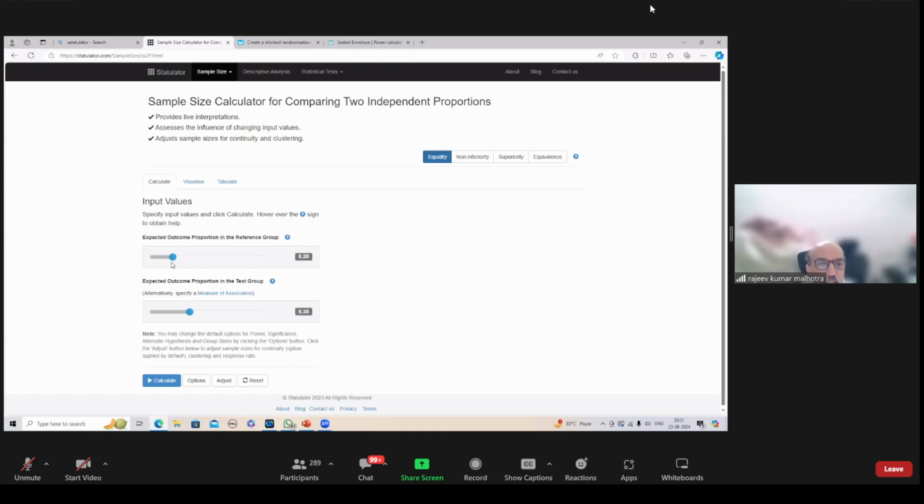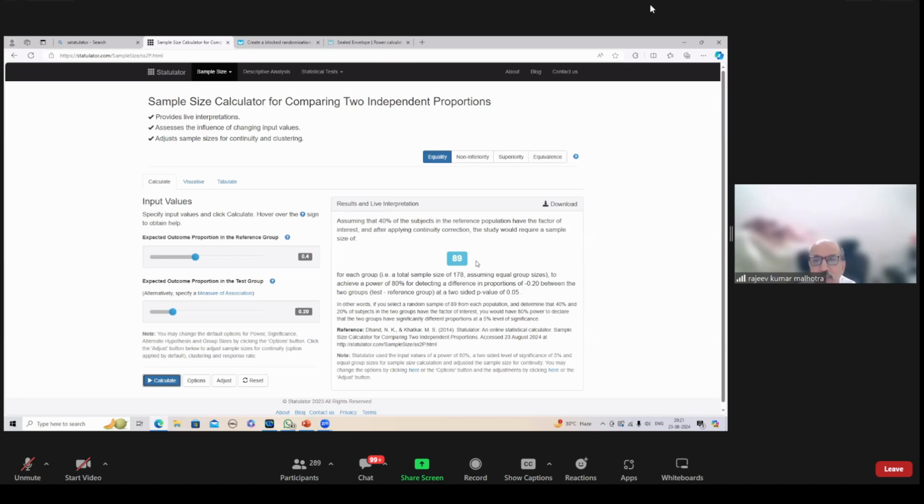If you have equality, then you have to give your expected proportion in one group and the expected proportion in the second group. So if you take 40% in one group and 20% in the other group, and then calculate the sample size for equality, you get a sample size of 89. So for detecting a difference of 20% between the two proportions, we get a sample size of 89. So this is the calculation.